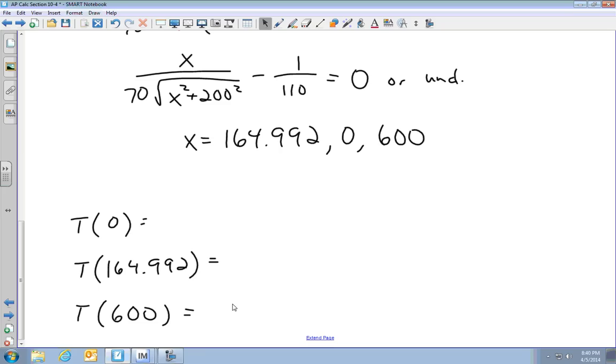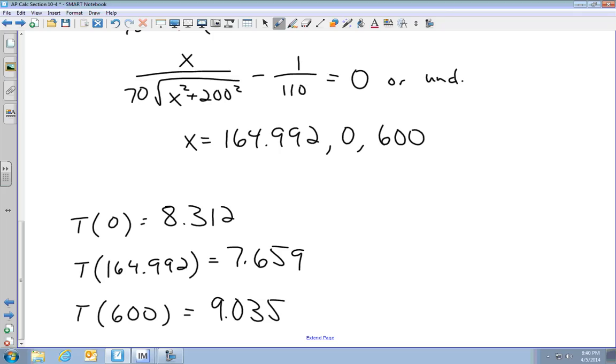So let's put down those values that we had there. I should write all of them down. So it's 8.312 is the first one. And the second one was 7.659, and the last one at 600 was 9.035.